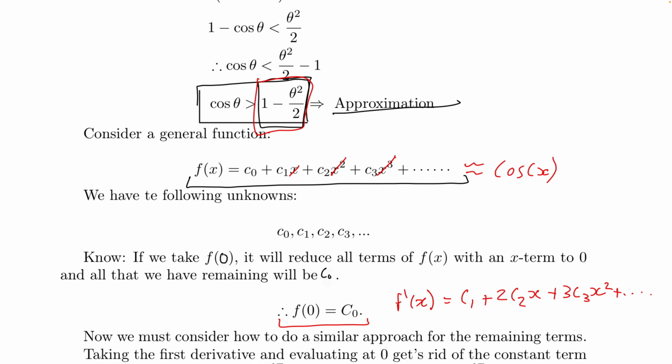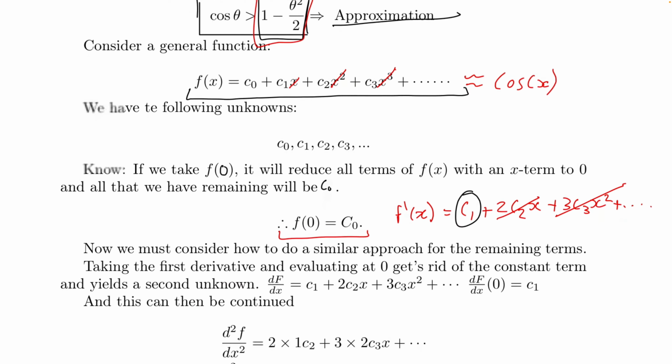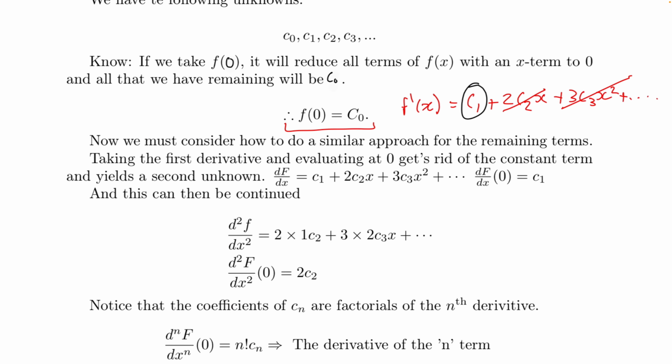If I similarly evaluate the first derivative at 0, my c2 term cancels, my c3 term cancels, and all that I'm left with is my c1 term, which is one step closer to my entire polynomial function approximation. And I can continue to take the derivative, for example, the second derivative, or even a higher order derivative to find c2, c3, so on and so forth.